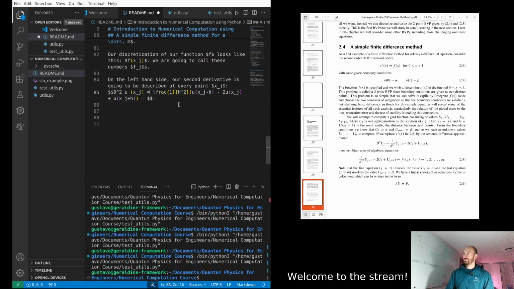So we get u of x of j minus 1. Then, like in the previous step, minus 2u of x of j, that remains, and plus u of x of j plus h, which becomes x of j plus 1. So we'll do that. And that's where this comes to be.